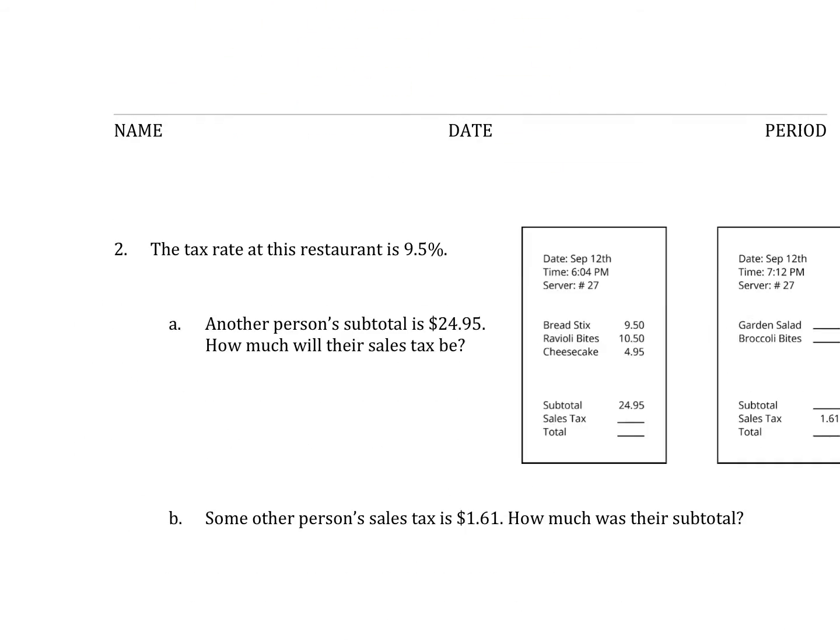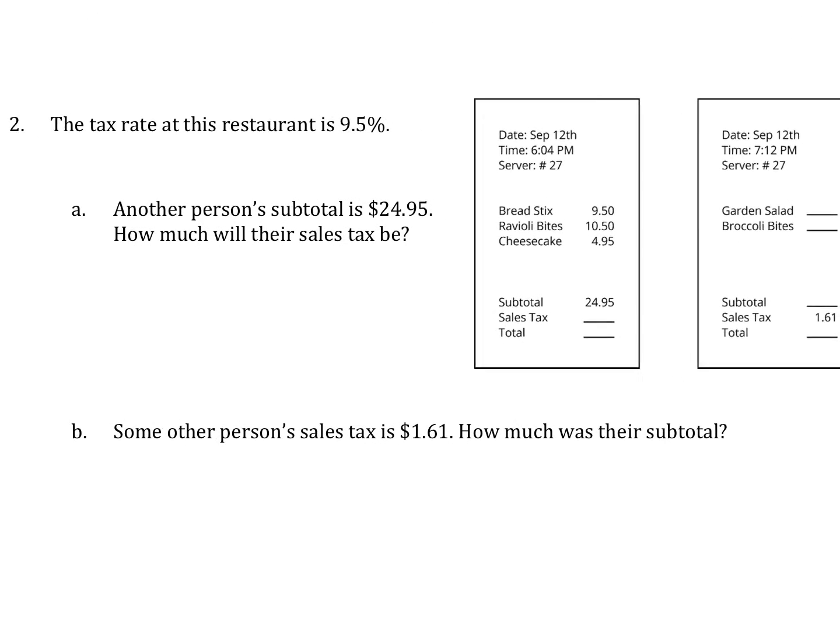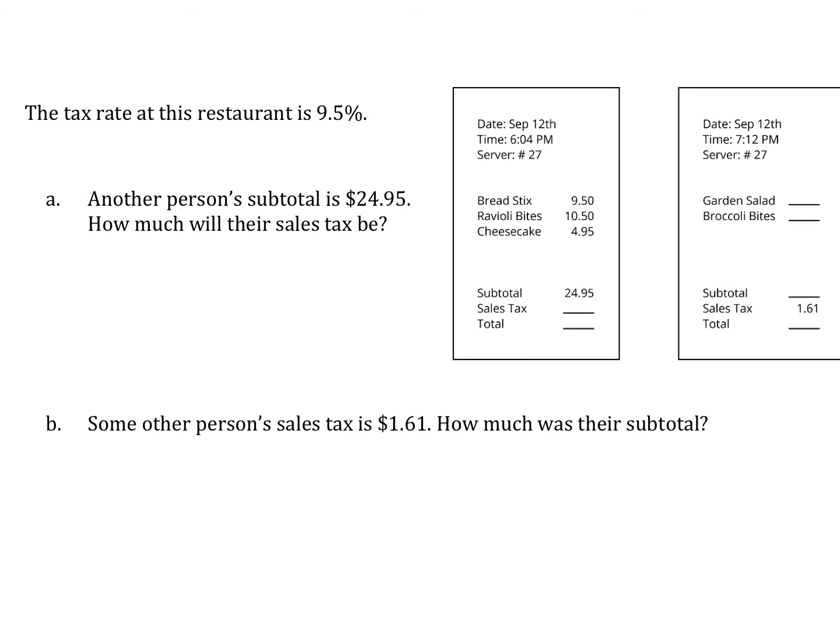All right, let's look at question 2. So it says another person's subtotal is $24.95. How much will their sales tax be? So if I know the tax rate, again, set up my old versus new. Okay, my old percentage is 100. My new percentage is 9.5.